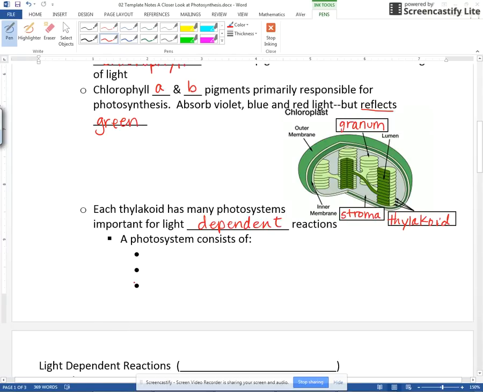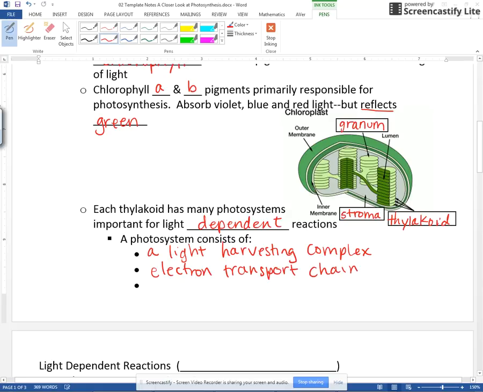We're going to get into this in the next video, but basically a photosystem is going to have three main parts. You have what's called a light harvesting complex. So a system that collects all of the light. You're going to have an electron transport chain or transport system. And you also have pigment. Remember that a pigment is anything, or a substance, I should say, that is capable of absorbing light. Remember that chlorophyll is one specific type of pigment.